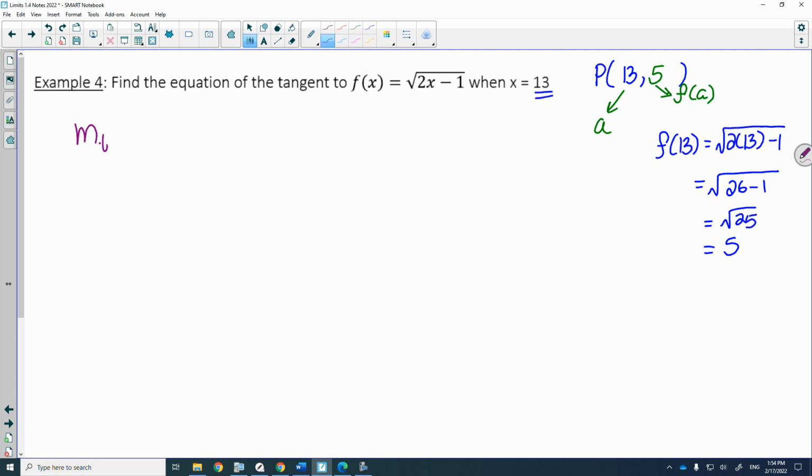So the slope of the tangent is equal to the limit as x approaches a of f(x) minus f(a) all over x minus a. And again, we know what a is. a is 13. We know what my given function is. We're going to be finding the tangent on that curve. And f(a), f(13), is going to be 5.